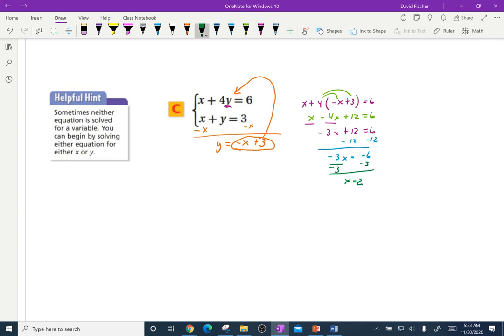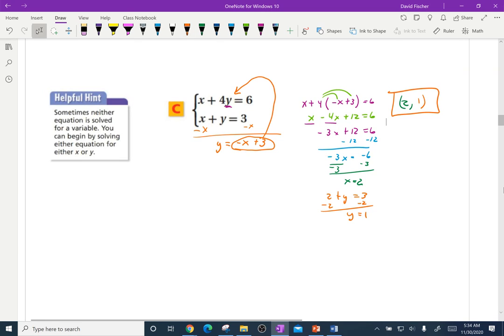Got x equals 2. So the x part of my coordinate is a 2. Now, again, go back and decide which one to use. They're both about the same, so I want to do the second one. Whoops, I said the x was a 2, didn't I? So I want to say 2 plus y equals 3. Get that 2 to the other side. I get y equals 1. So (2, 1) is where these two lines would cross.